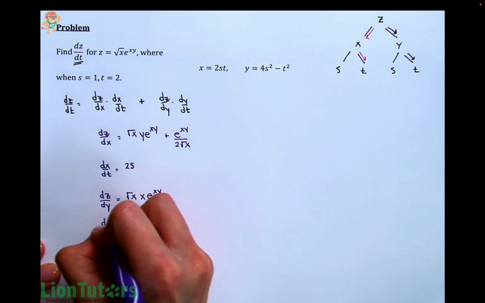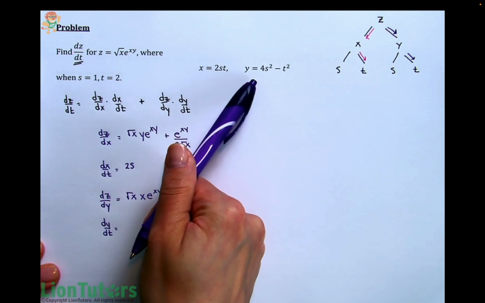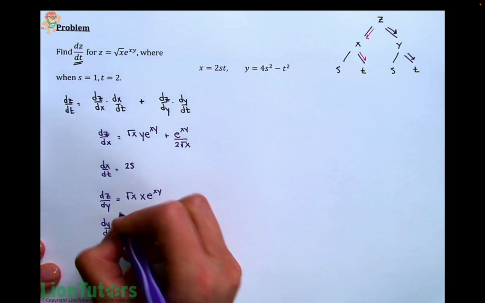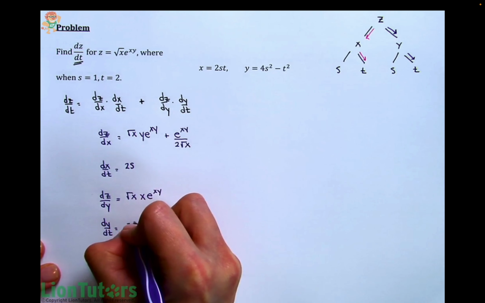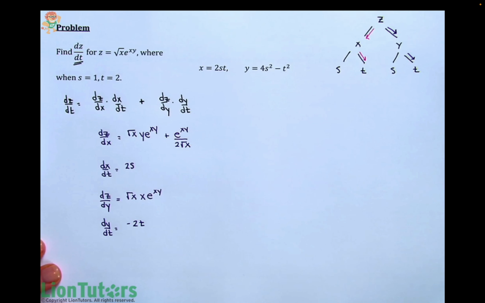And then our dy/dt, we would take a look at our y's and take the derivative with respect to t. So that 4s squared is all just a number, so the derivative of negative t squared would be negative 2t. Now, what I want to do is evaluate these when s is 1 and t is 2. So let's talk about what that would look like.